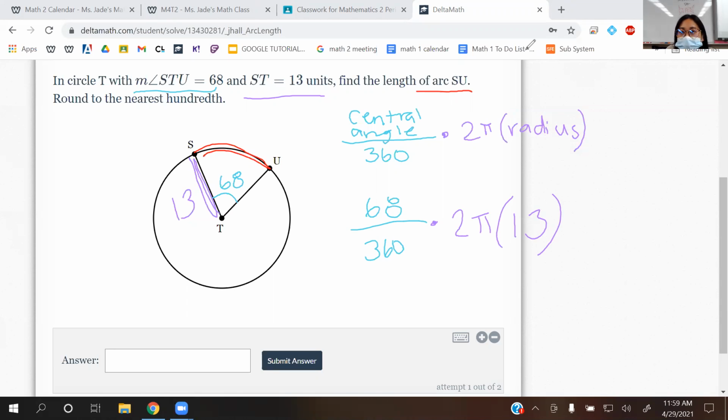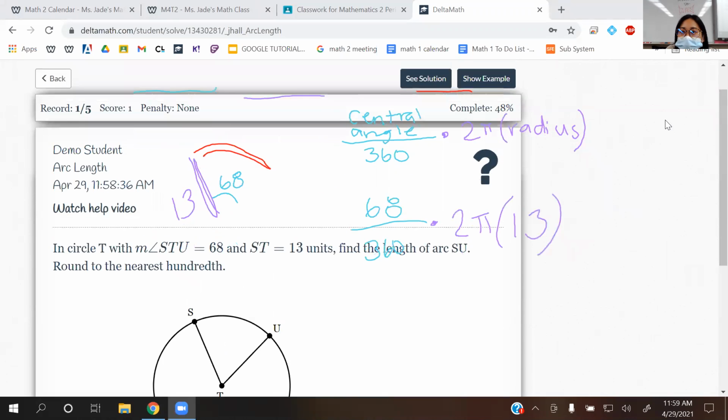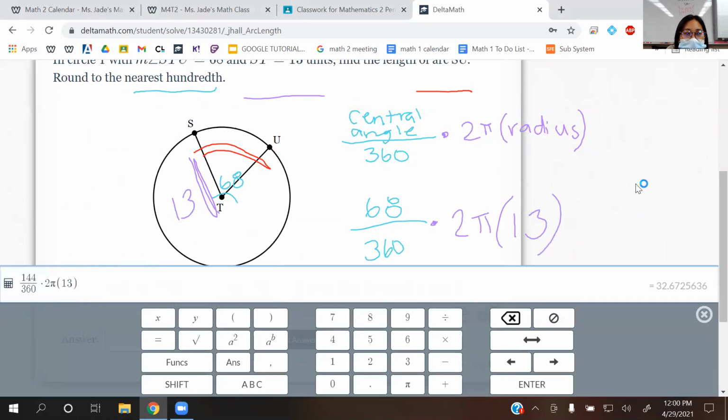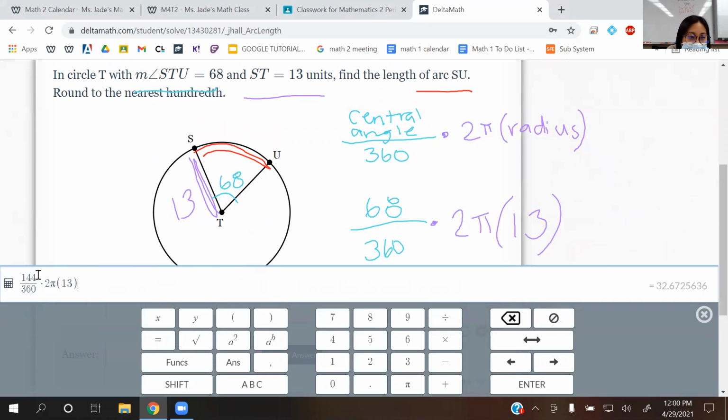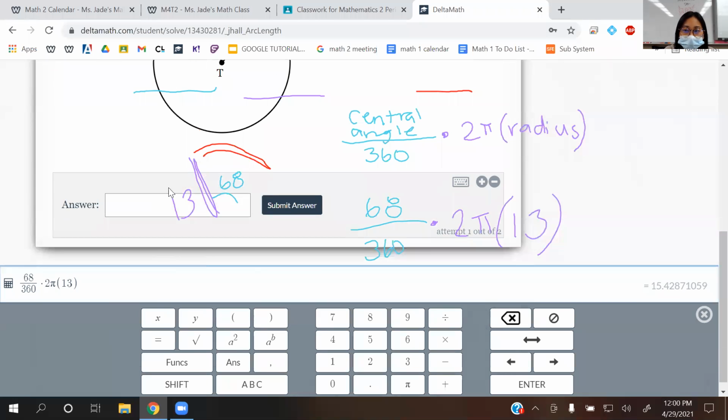And then I'm going to type that into the calculator and hope that my calculator doesn't do weird stuff again. So 68 over 360 times 2 pi times 13. And it gave me 15.428. We're rounding it to the nearest hundredth, which means we want 2 decimal places. So it's a 3 because 8 is a big number, so we will round the 2 up to a 3. 15.43.